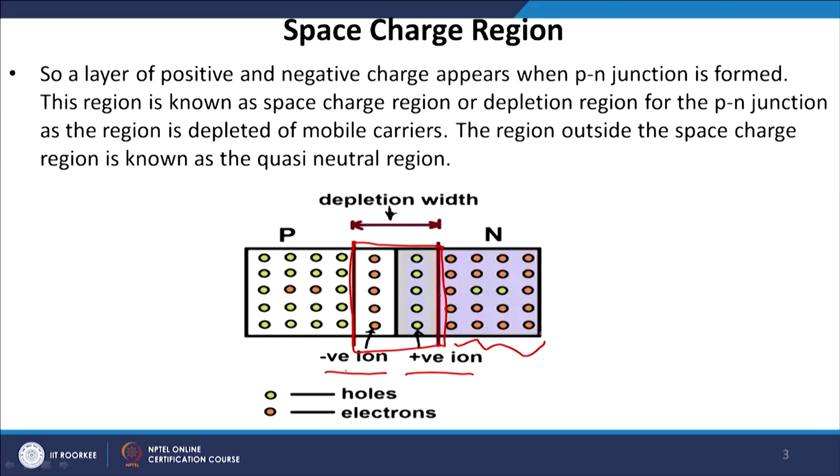The region outside the space charge region is known as the quasi neutral region. So, the region outside the depletion region is known as the quasi neutral region, because there is some charge carrier concentration, either negative or positive depending upon whether it is the n side or p side, that exists there. So, that is why it is called a quasi neutral region.